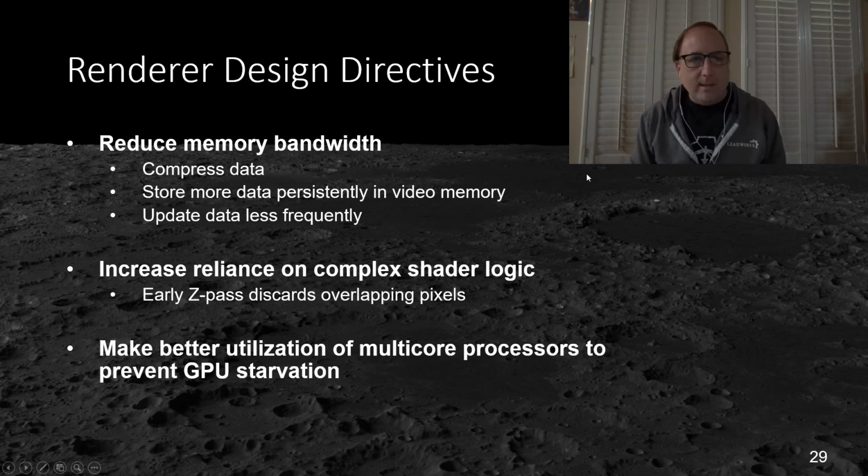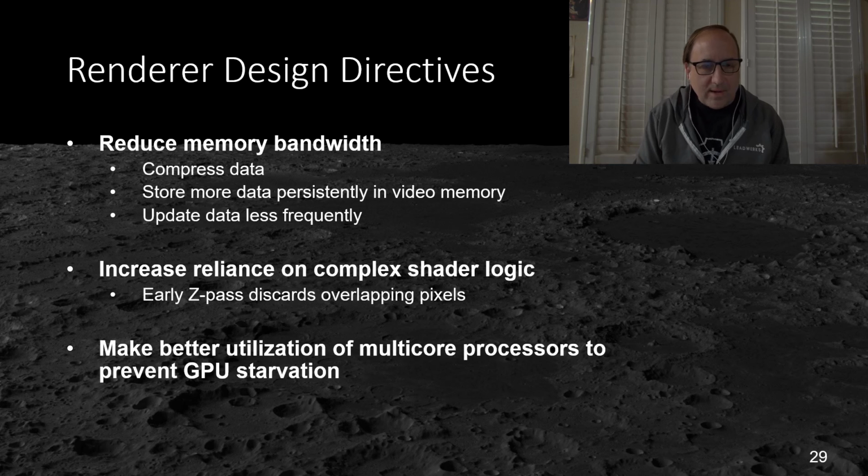So the directives that I came up with to guide this process were, I wanted to reduce memory bandwidth because that's now going to be a big bottleneck. So we use a lot of compressed data of various types. If there's anything we can do to compress data in any way, then we use that. Half floats are one example of that. Just anything that we can do to minimize the amount of data being sent to the GPU is good.